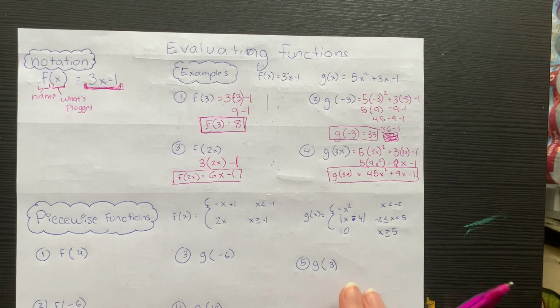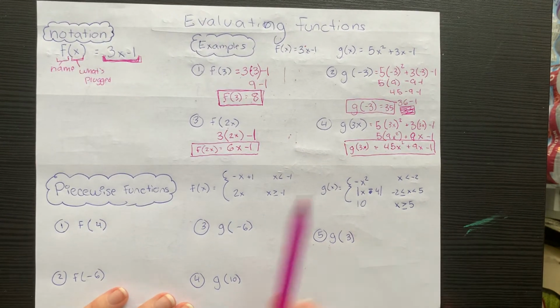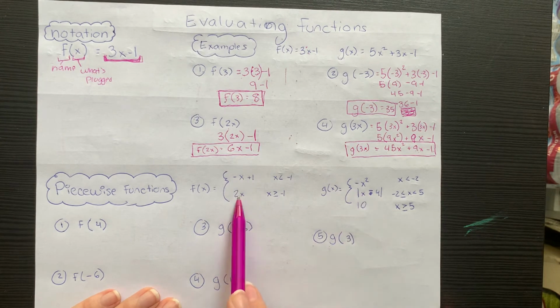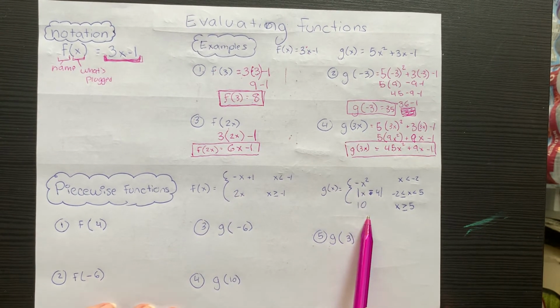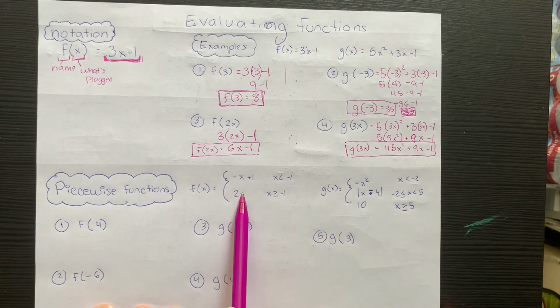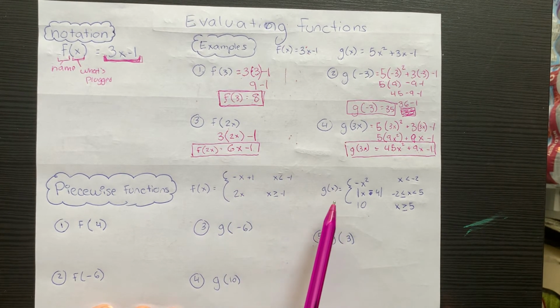The only other thing we need to go over is piecewise functions. Piecewise functions are when your function is split into pieces. This has 2 pieces, this one has 3 pieces. When you evaluate them, you're not going to plug it into all of them. You're only going to plug it into one of them.